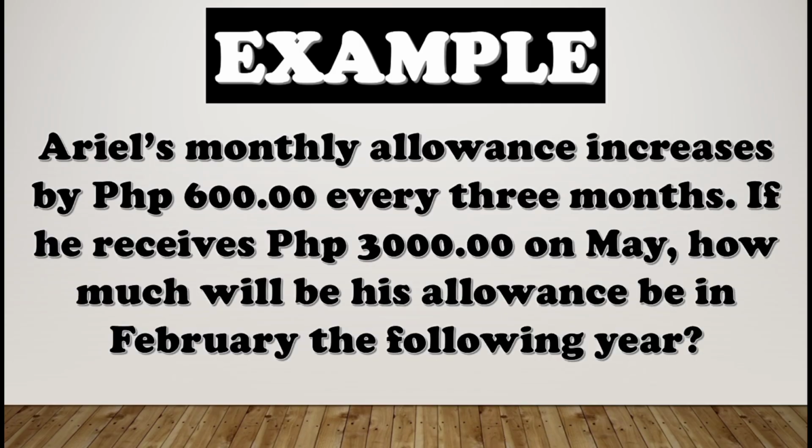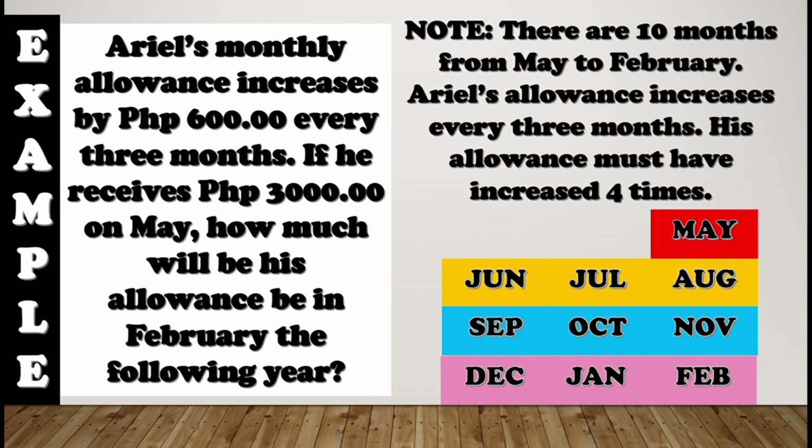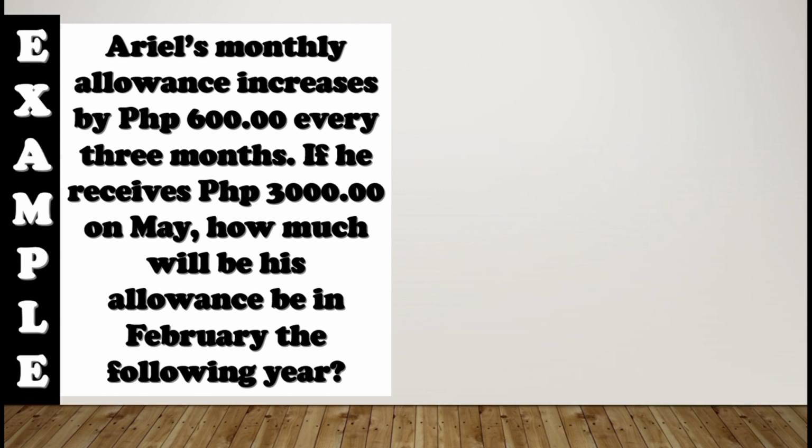Let's have our first example. Ariel's monthly allowance increases by 600 pesos every 3 months. If he receives 3,000 pesos on May, how much will his allowance be in February the following year? Note, there are 10 months from May to February. Ariel's allowance increases every 3 months. His allowance must have increased 4 times. This would be the solution.